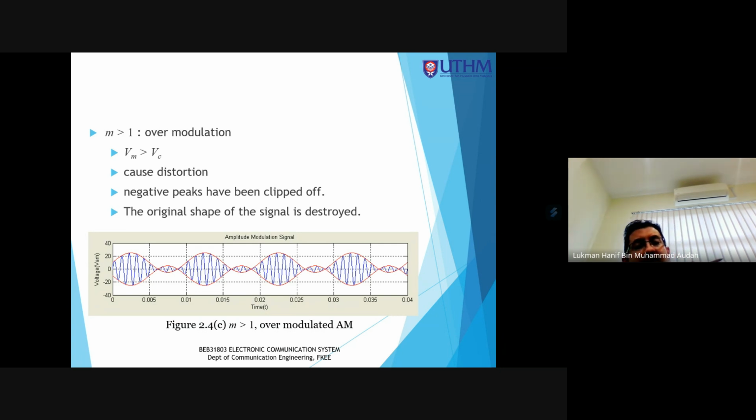The negative peak has been clipped off. The original shape of the signal will be destroyed. So you see that this is the clipped-off signal part. So we try not to use this. We try not to achieve over modulation. It is good to do the under modulation or the ideal modulation.